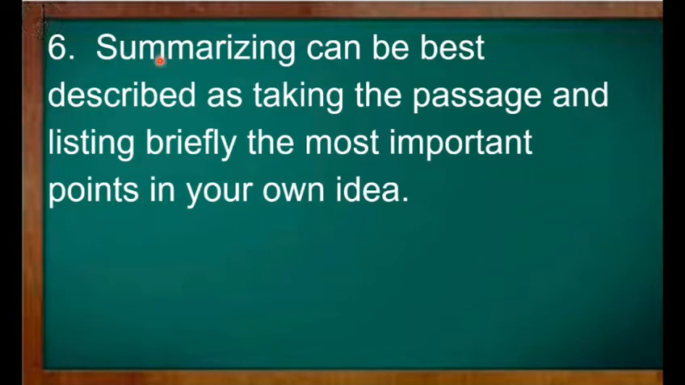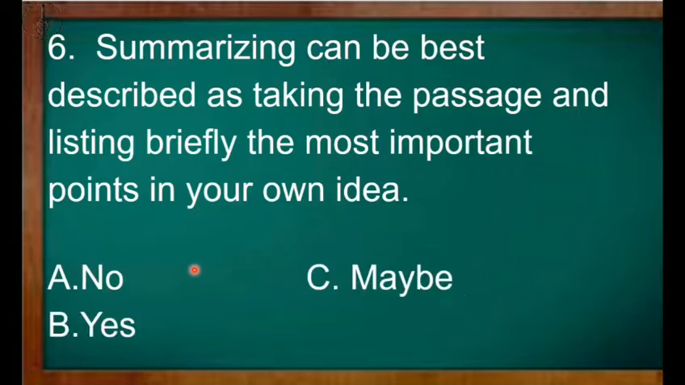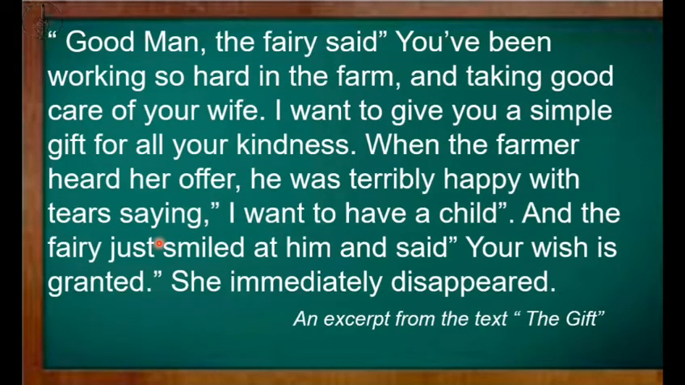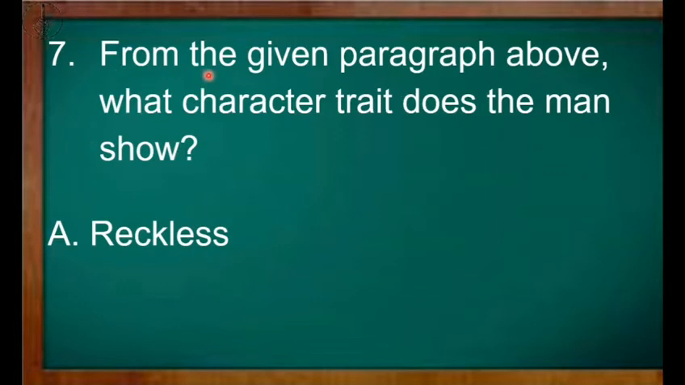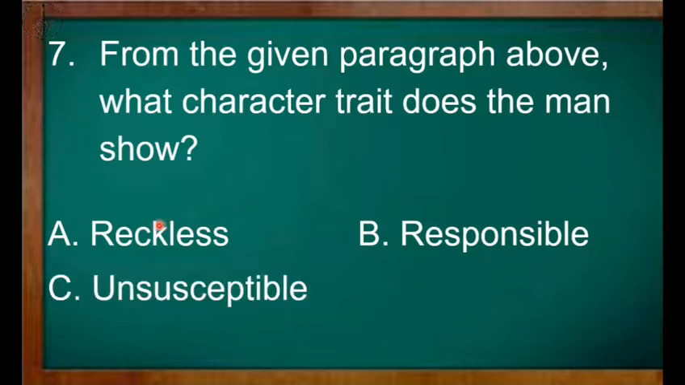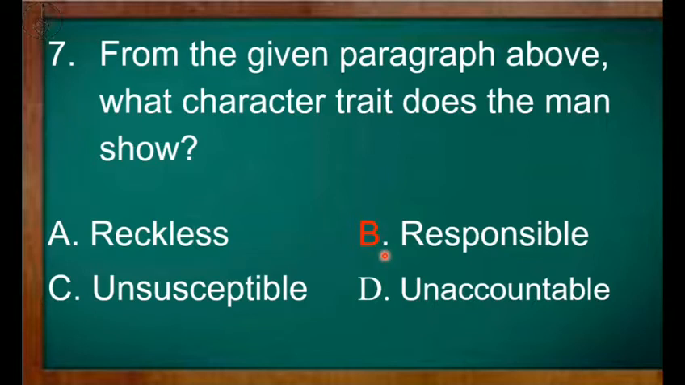Number 6. Summarizing can be best described as taking the passage and listing briefly the most important points in your own idea. Correct answer is letter B, yes. Number 7. Alright, you are going to read this in your module and then answer the question that follows. From the given paragraph above, what character trait does the man show? Reckless, responsible, unsusceptible, unaccountable. The correct answer is B, responsible.